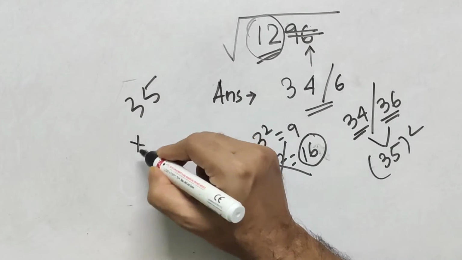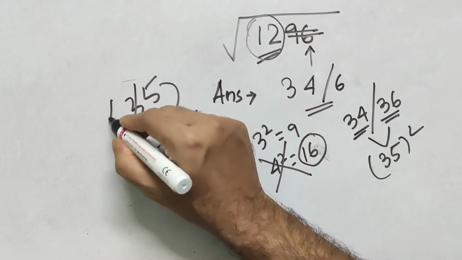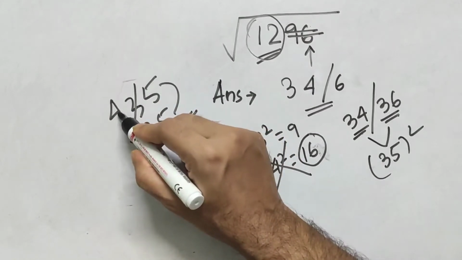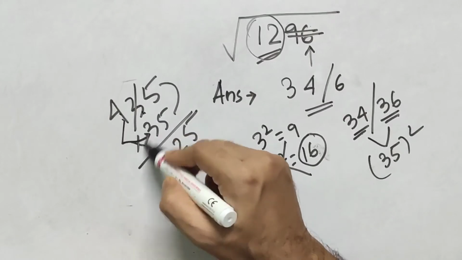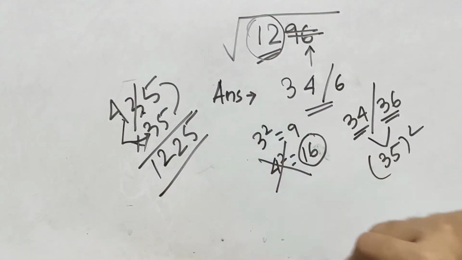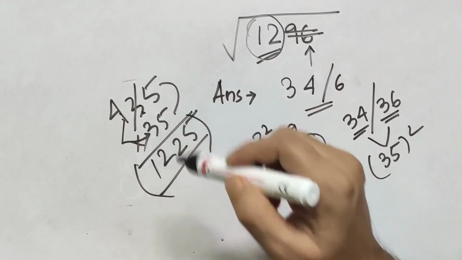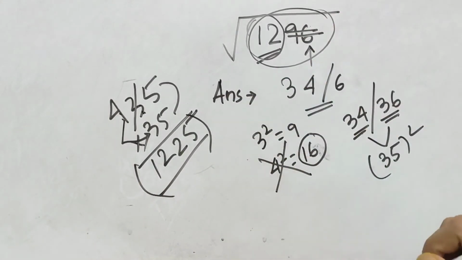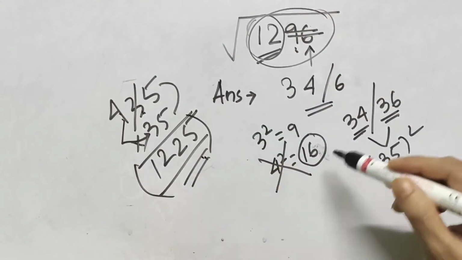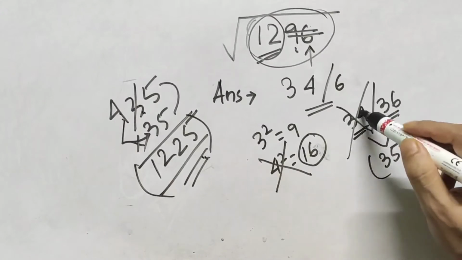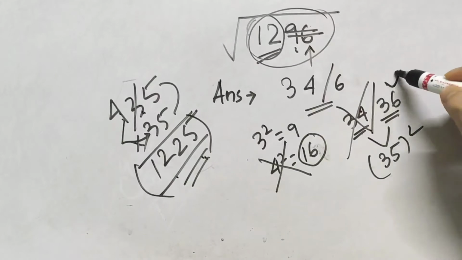35 into 35, 5 5s are 25, and 3 plus 1, we have to add 1 to this number, which is 4, and 4 into 3 is 12. See, 1225 is the square of 35, and 1296 is more than this. When this number is more than this, then we cannot take 34, because 34 square is going to be less than 1225, so we have to take 36.